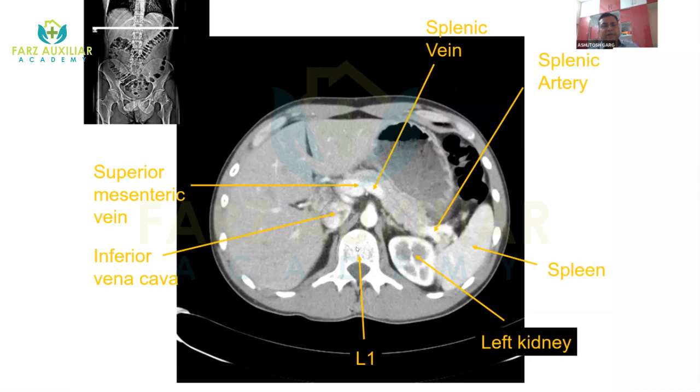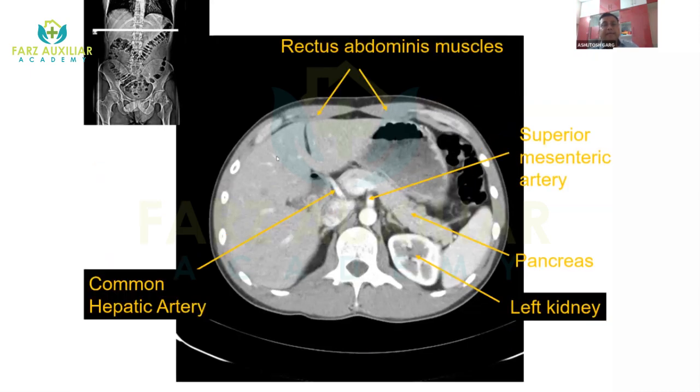This is the L1 vertebral body and inferior vena cava, aorta, and this is the vein, superior mesenteric vein and splenic artery. This is stomach, splenic flexure of the colon, left lobe of the liver, right lobe of the liver. Then rectus abdominis muscles, you can see this is common hepatic artery. Now the pancreas is clearly visible.